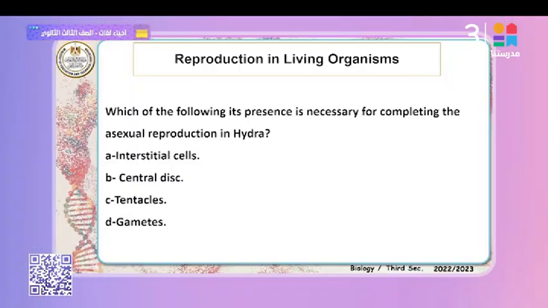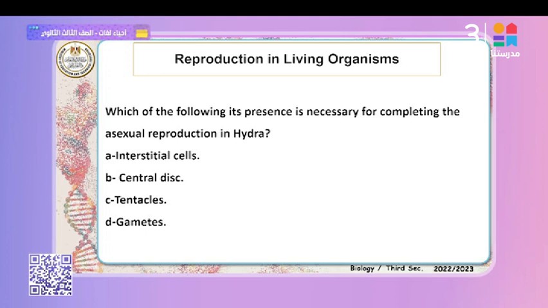That's right. Which of the following is necessary for completing asexual reproduction in Hydra? Hydra shows a specific asexual reproduction called budding. A specific type of cells called interstitial cells has the ability to form the bud. This grows, forming a new individual. Finally, two individuals are produced, not equal in size.